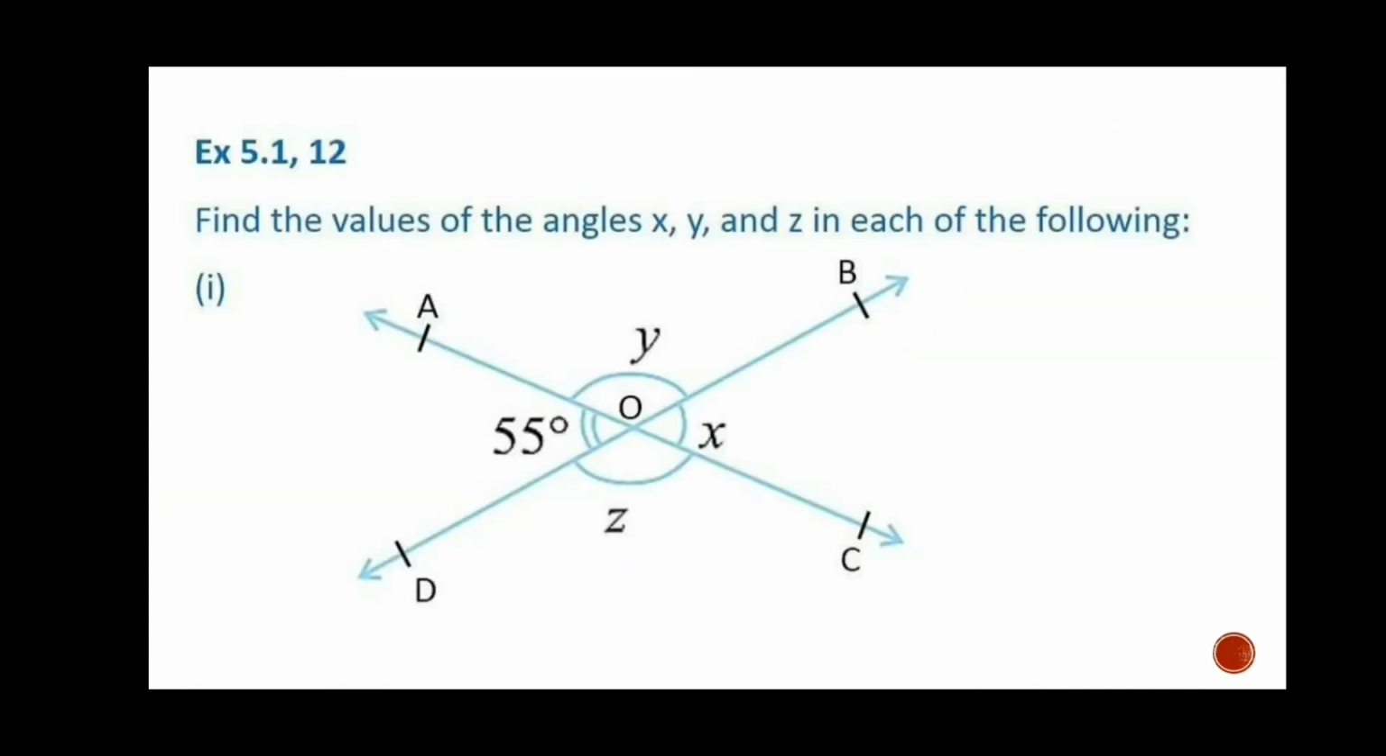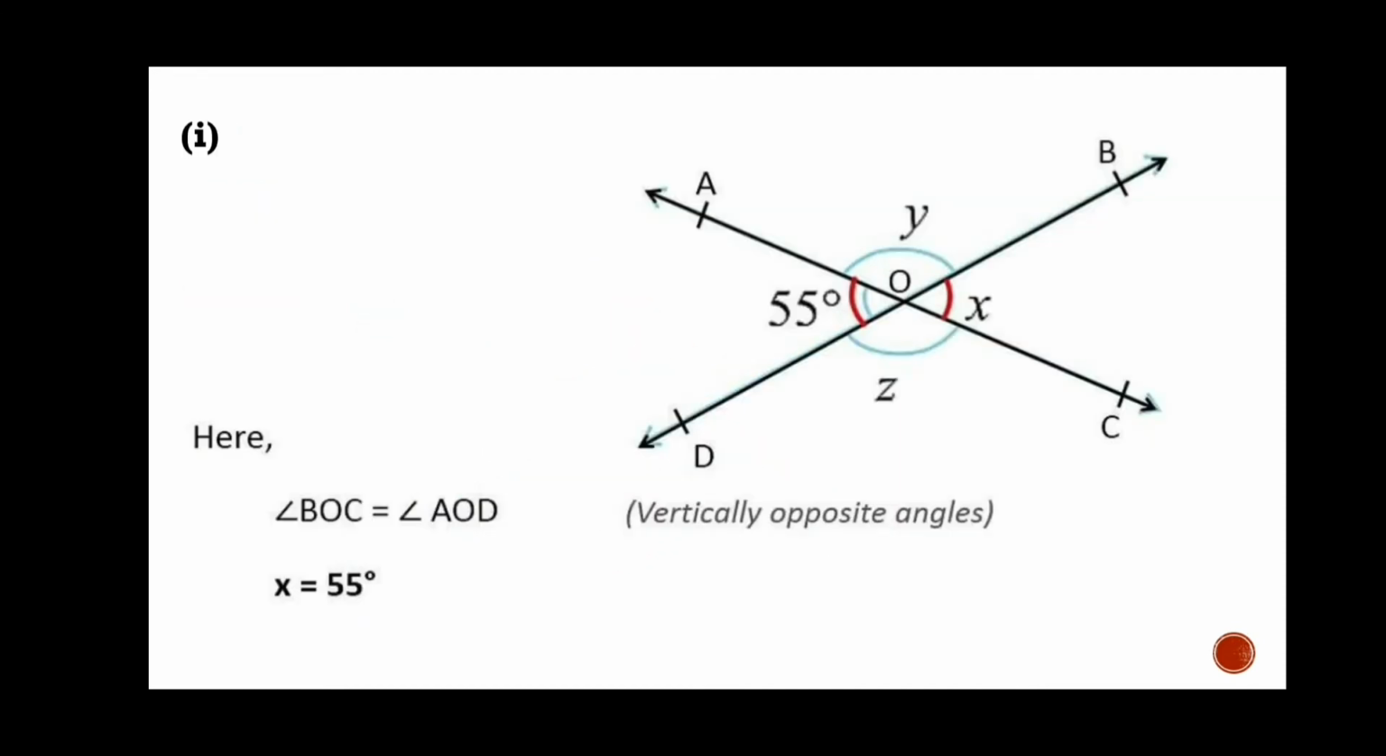Now we have question number 12, and it is the most important question of this chapter. So let us understand this question carefully. In the first part of the question it is given, find the values of the angles x, y and z in each of the following. It means you have two parts given in this question. So the first one we will solve first. Here you have to find x, y and z. The angles are shown here, and we need to find the measure of these angles. You have to find the value of x, y and z. So let's start.